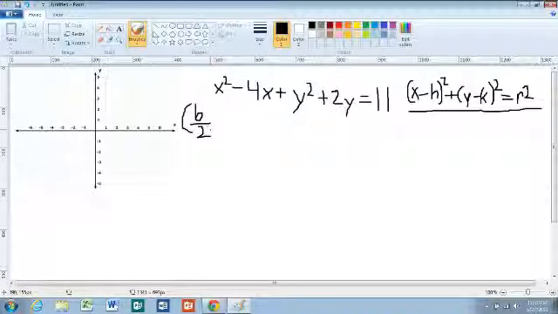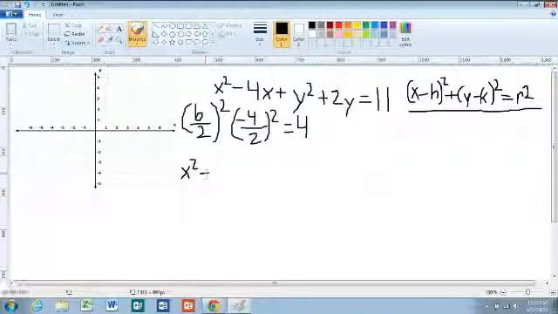In this case, for our x, our b value would be negative 4. So we take negative 4 and we divide it by 2. Then we square it, and we get 4. So we want to write this out as x squared minus 4x plus 4 plus y squared plus 2y.